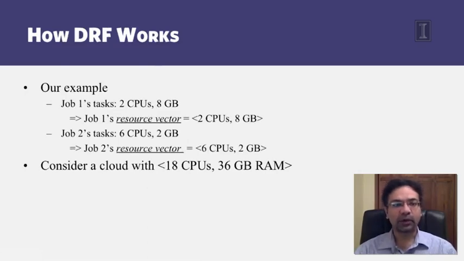How does DRF work? Well, let's look at DRF through our example. So job 1, once again, has tasks where each task requires 2 CPUs and 8 gigabytes. We denote that as job 1's resource vector, which consists of 2 CPUs, 8 gigabytes, where 8 gigabytes is the RAM or the memory required by the job. Job 2's task requires 6 CPUs and 2 gigabytes, so its resource vector is 6, 2. Now consider a cloud or a data center which has 18 CPUs and 36 gigabytes of RAM. That's the resource vector of the cloud itself.